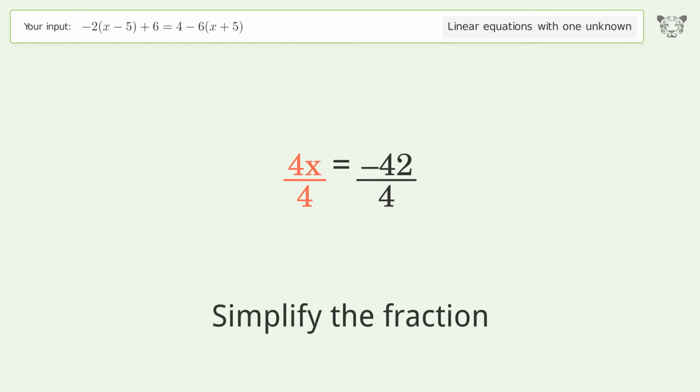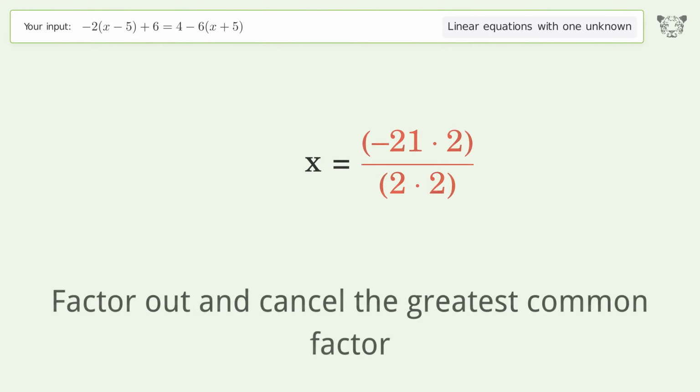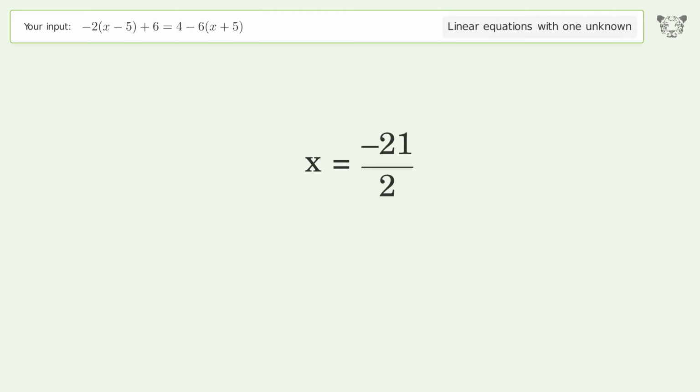Simplify the fraction. Find the greatest common factor of the numerator and denominator. Factor out and cancel the greatest common factor. And so the final result is x equals -21/2.